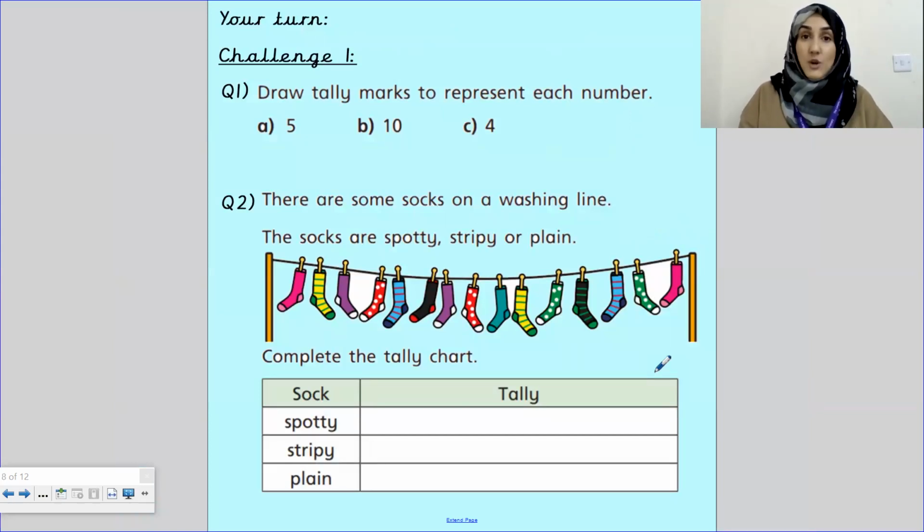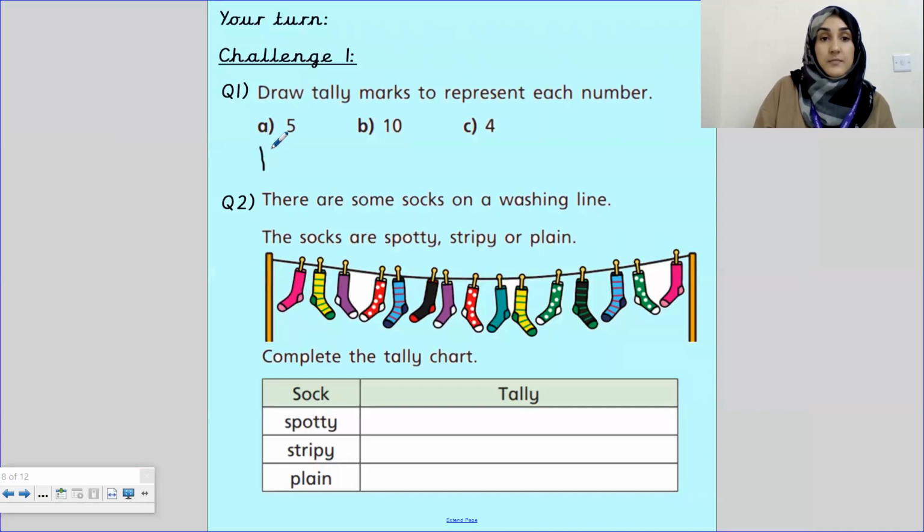Okay, we have come to your part of the lesson. So if you usually complete challenge 1, what I would like you to do is to draw the tally marks to represent each number. Now let's go through number 1A together. So for 5, you're going to write the number at the top and then you're going to do the tally mark underneath. Let's do this one together. So that's 1, 2, 3, 4, 5.